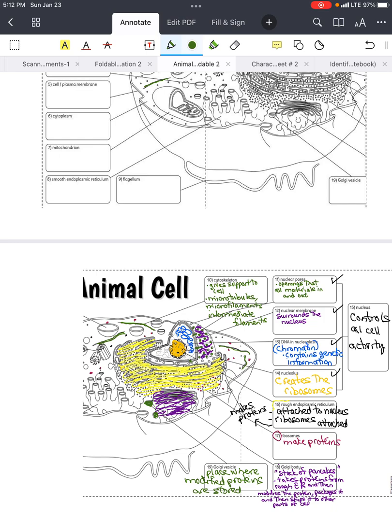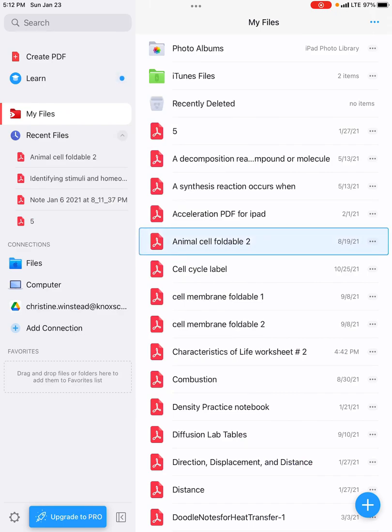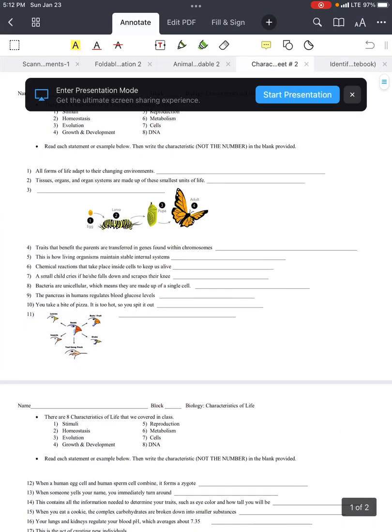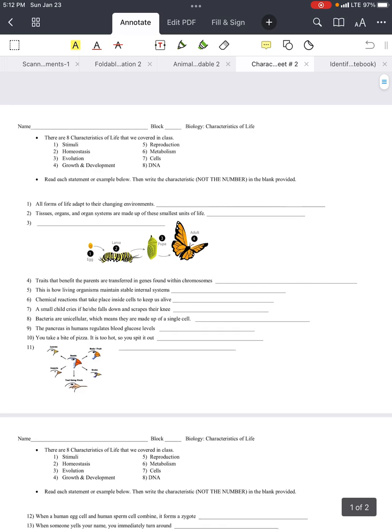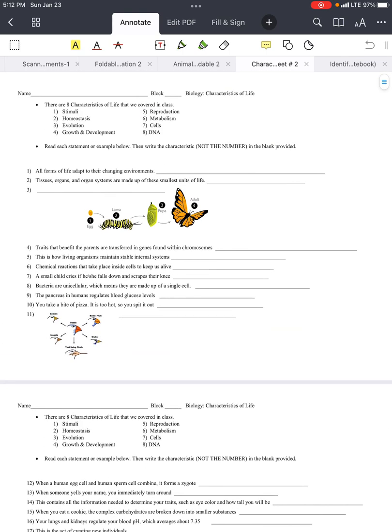And then the other thing I'm going to have you do is, since I'm not there to hand back that first worksheet on characteristics of life, when you're done with the animal cell, ask the sub for this. It's going to look like this. It's very similar to that first one that I gave you. Go ahead and try this one again. And then just hang on to it until I get back, or you can give it to the sub if you get done with it. But then I'll score the second one, and I'll give you the better of the 2 scores.